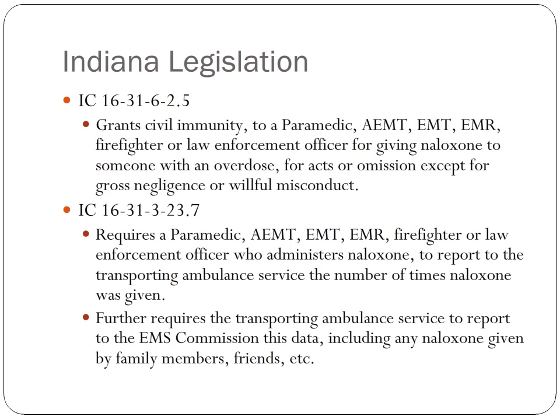So as we move on through the legislation and the IC codes, the first IC code grants civil immunity to a paramedic, advanced EMT, EMT, EMR, firefighter, or law enforcement officer for giving naloxone to someone with an overdose for acts or omission except for gross negligence or willful misconduct. So this IC code protects those of us giving naloxone for any wrongdoing that might occur, with the exception of gross negligence and willful misconduct. And those consist of things such as if you would intentionally try to hurt someone or something like that.